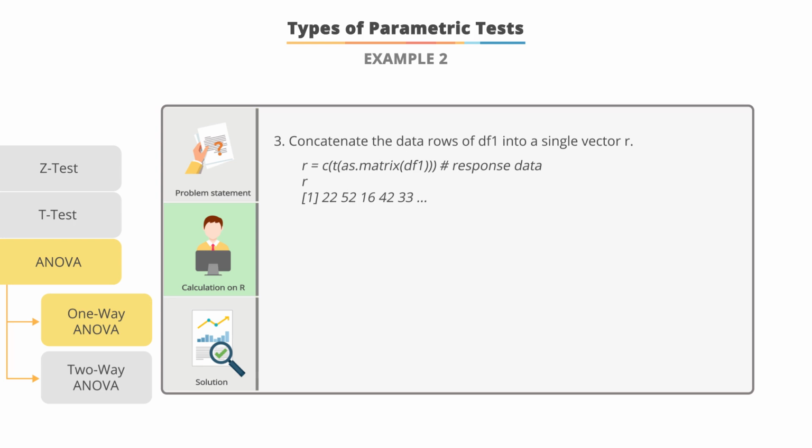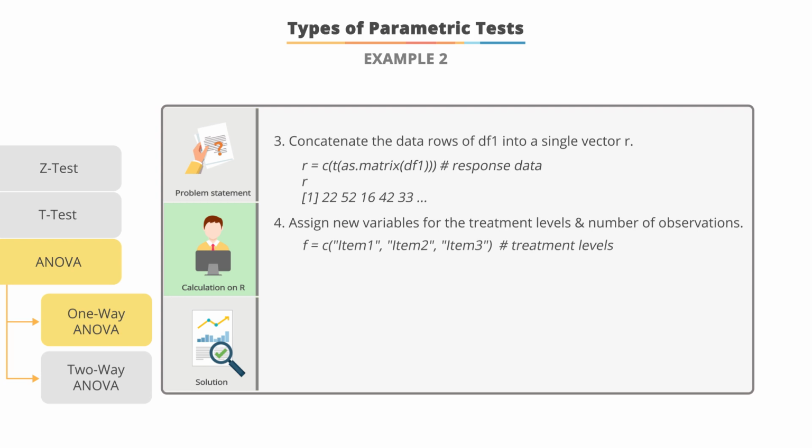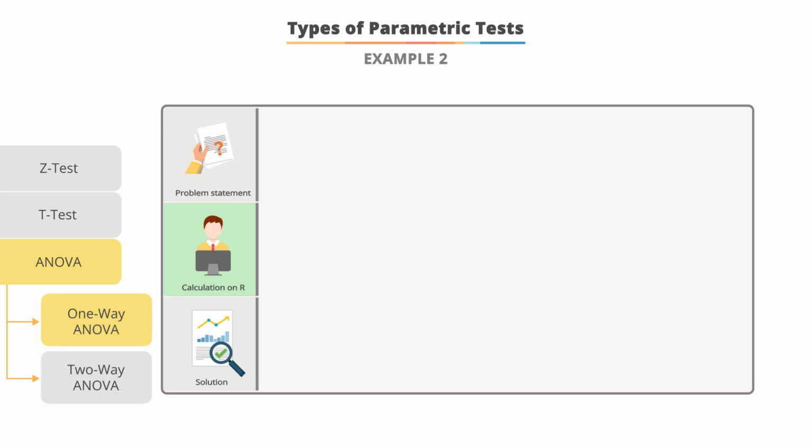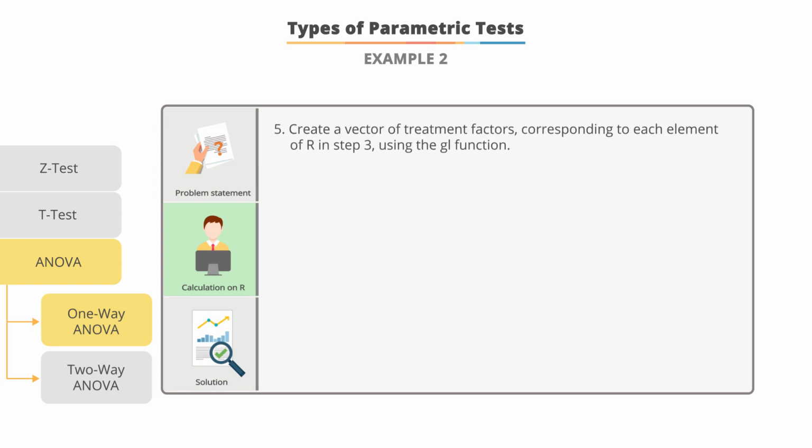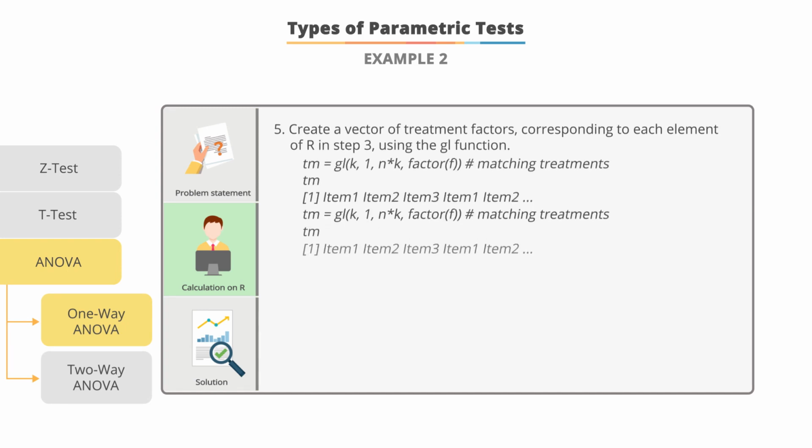And what you want to do now is assign new variables for the treatment levels and number of observations. So we can have f equals concatenate items 1, 2, and 3. We specify that k equals 3, and we specify that n equals 6, because that's the number of treatment levels. We have 3 different food types, 3 items, and we have 6 restaurants within each of these. Now, create a vector of treatment factors corresponding to each element of R in step 3 using the GL function.